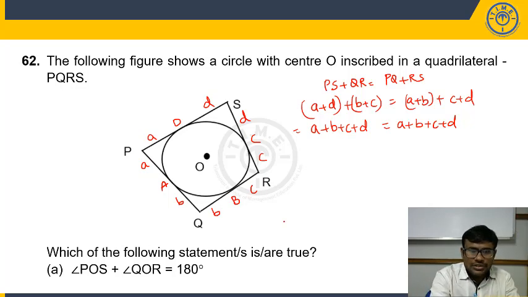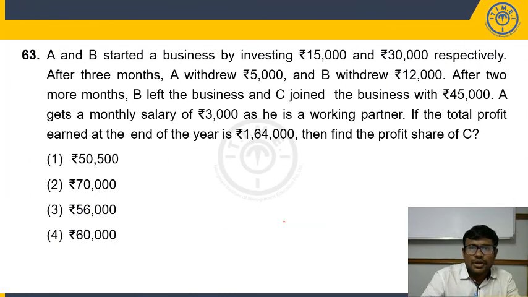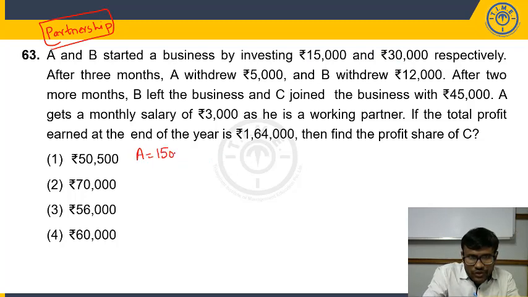Clear? Let's get into the next question. Okay, it's a partnership question. A and B started a business by investing 15,000 and 30,000 respectively. A started a business with 15,000. B started a business with 30,000. After 3 months, A withdrew 5,000. So this investment was there only for 3 months. After 3 months, he withdrew 5,000.